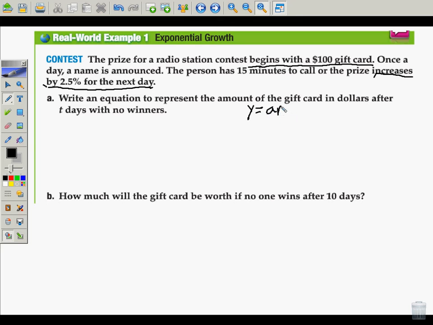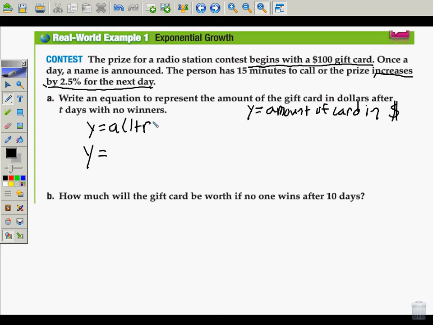So amount of card in dollars. So I want to find out what y is. Well, what does y equal? This is an exponential growth situation because we start with an amount and it increases by a certain percent each day. That's how exponential growth works. You start with an amount and it increases a certain percent every single day. So y equals, now I'm just going to use my form. Remember, y equals a times the quantity of 1 plus r raised to the t. That's our form for exponential growth.